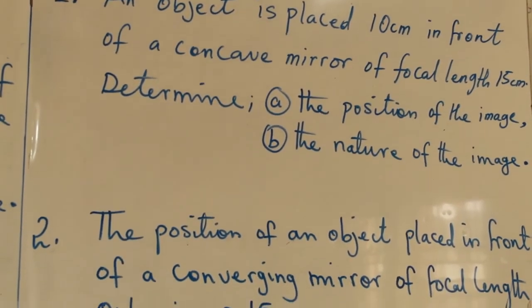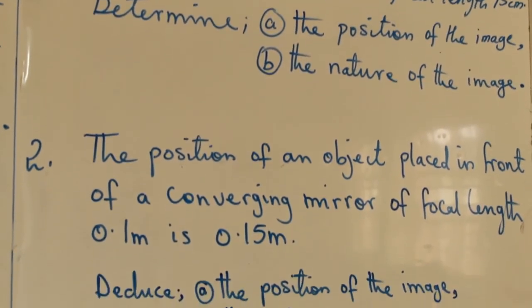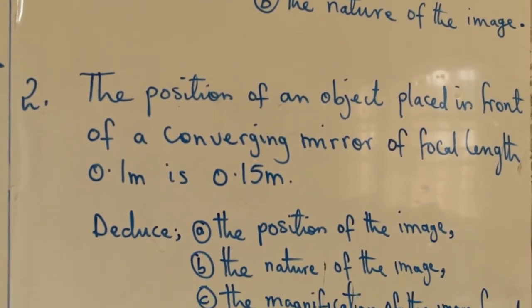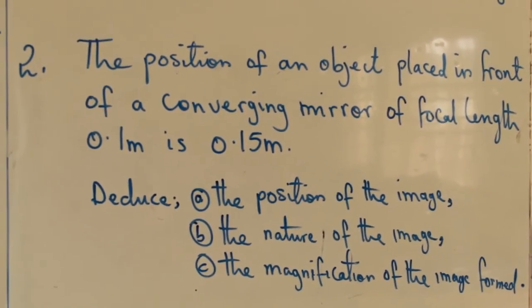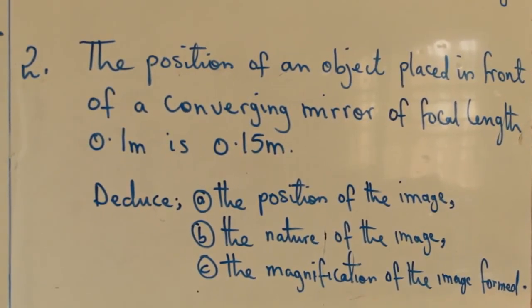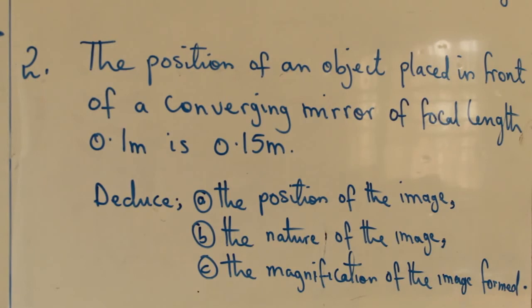The second question: the position of an object placed in front of a converging mirror of focal length 0.1 meters is 0.15 meters. Deduce A, the position of the image, B, the nature of the image, and C, the magnification of the image formed.